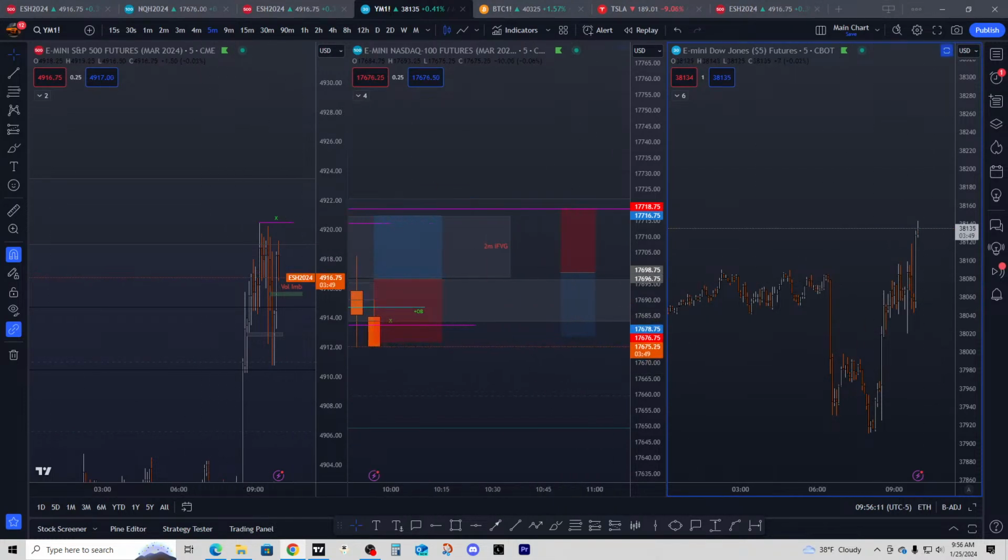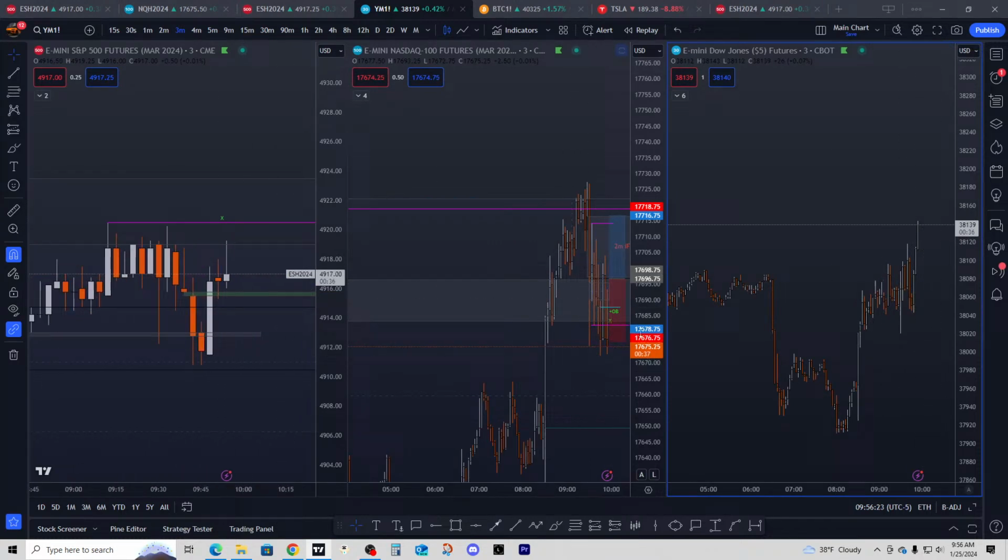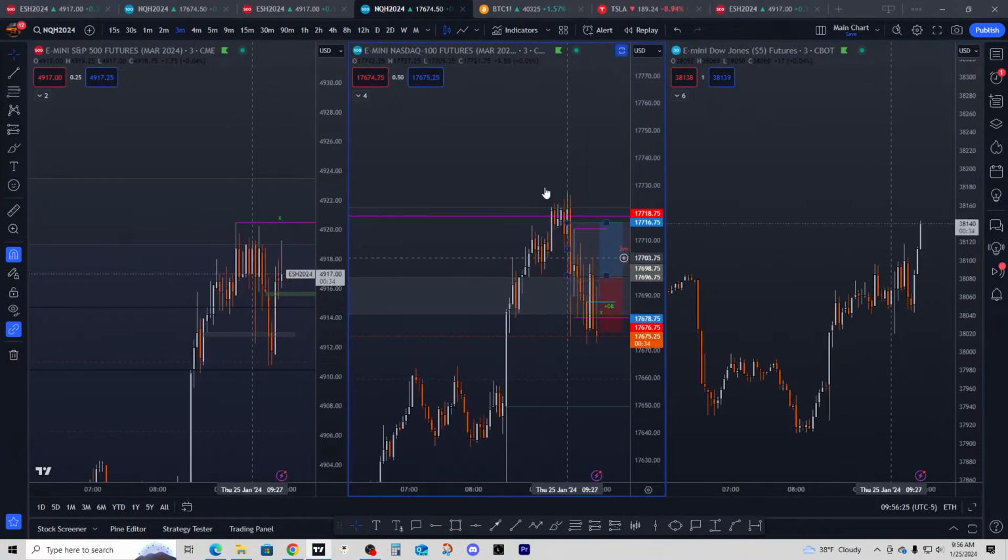When these are just completely ripping on up and through, that's a low probability condition. And that's ripping up, but these are still pulling back.